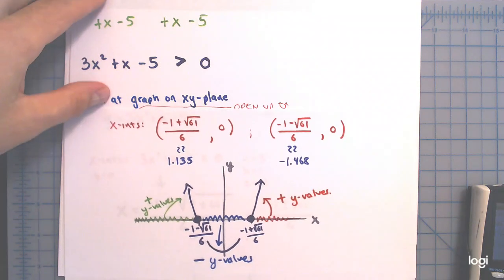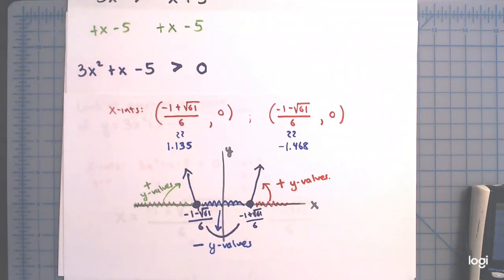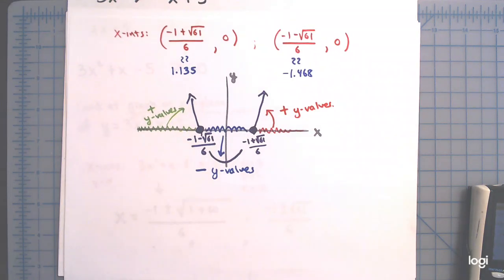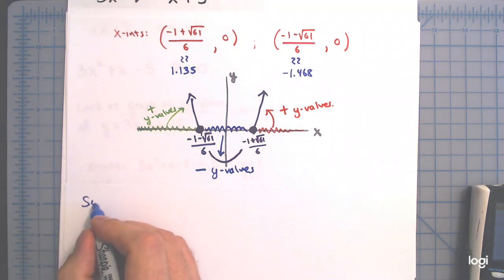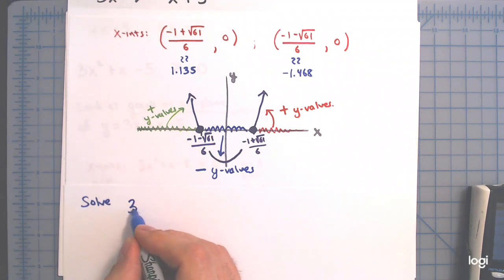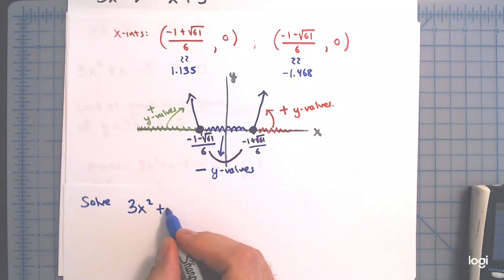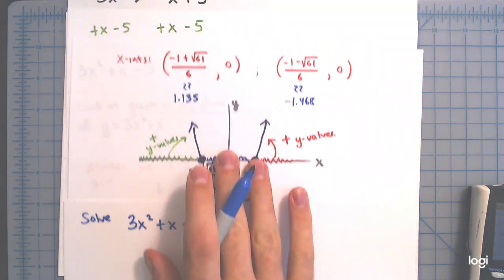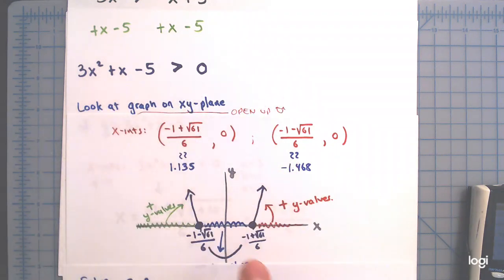All right. So here is the inequality again, and I'll just write this again on another page, and we'll use our graph of the parabola to help us out. So now we're going to be solving 3x squared plus x minus 5 is greater than 0. That's what we ended up with here.